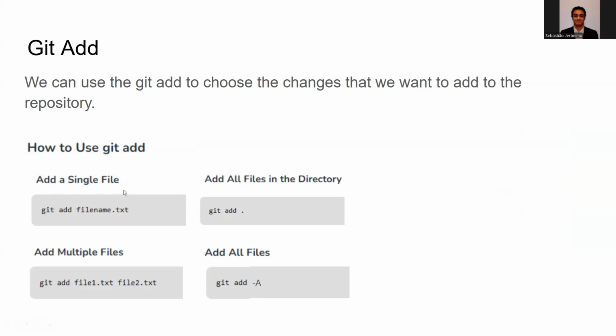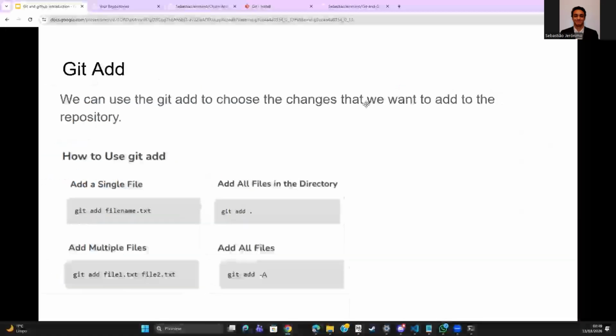Okay? How to add a single file: git add filename.txt. How to add all the files: git add dot. How to add multiple files: git add and the multiple file names. How to add all the files: git add dash A. Okay, so you know what?